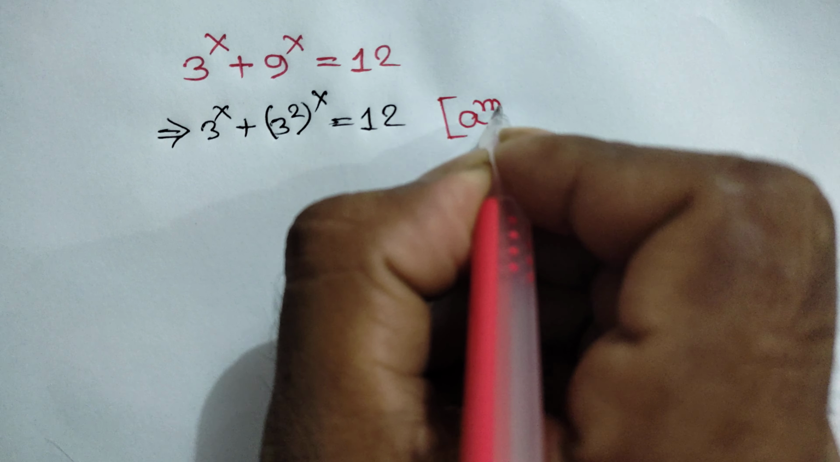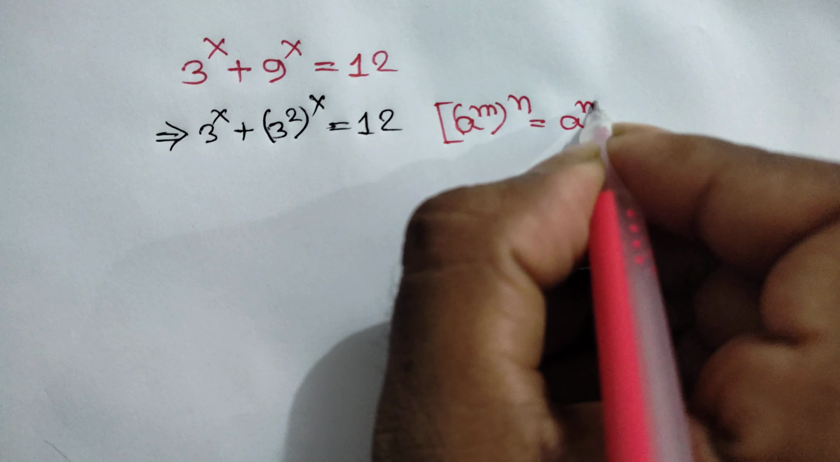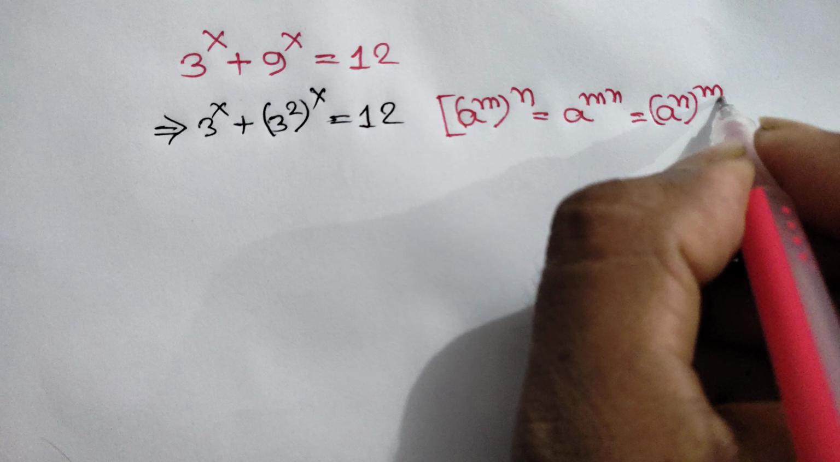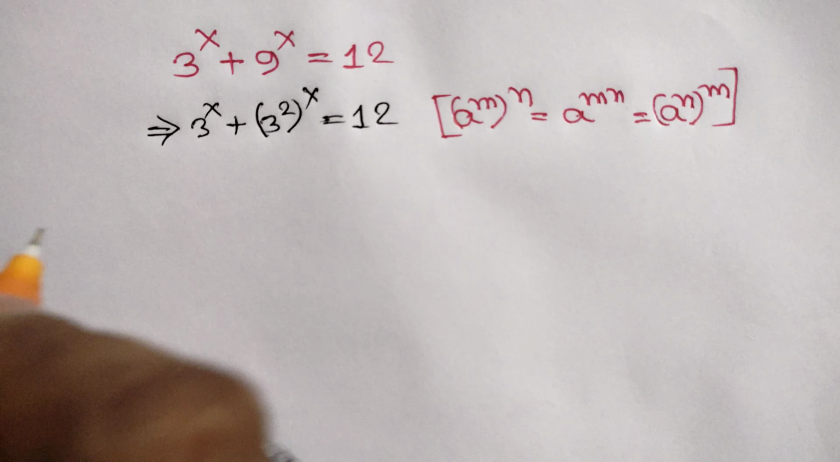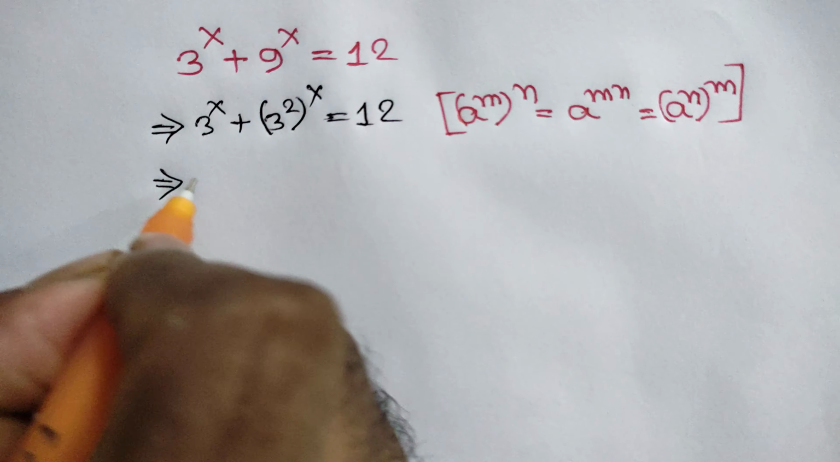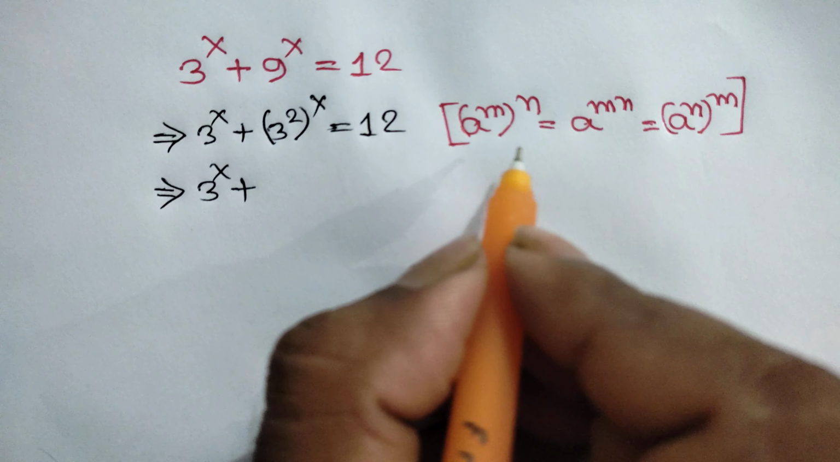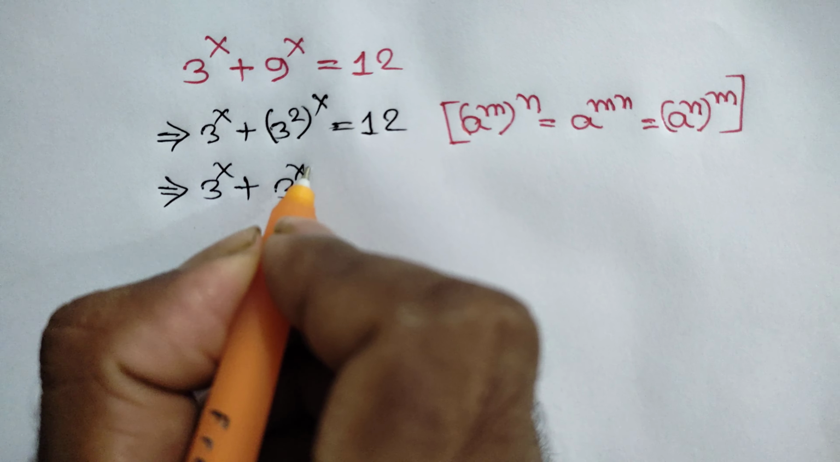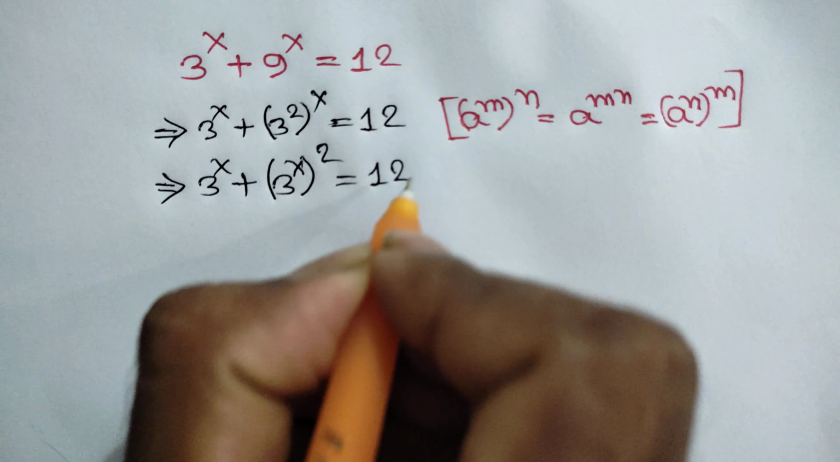a to the power m whole to the power n is equal to a to the power mn is equal to a to the power n whole to the power m. Now apply this formula here, we can write 3 to the power x plus 3 to the power x whole squared is equal to 12.